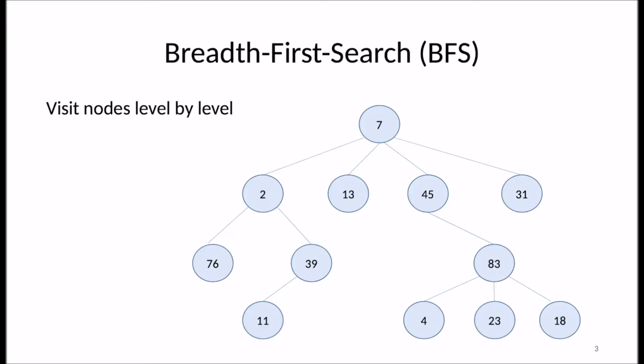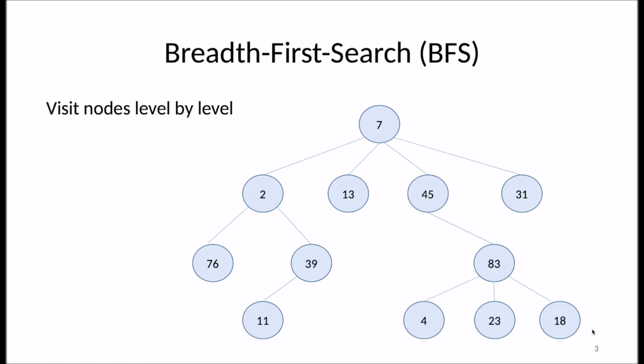Breadth first search visits nodes level by level. It starts out with the root node at the very first level. Then it visits the root node's children at the next level, 2, 13, 45, 31, and then the following level, 76, 39, 83. And finally the last level with 11, 4, 23, and 18.